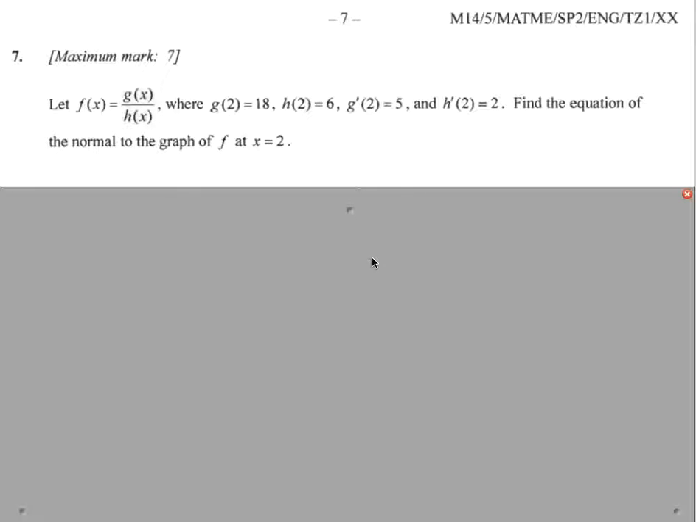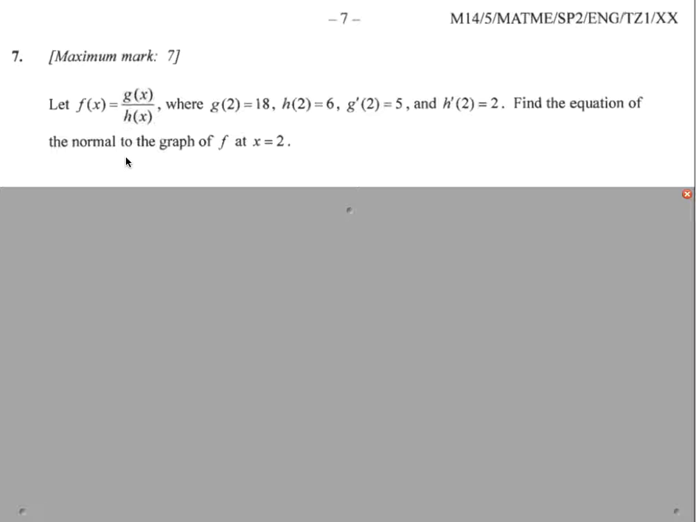This is an SL Paper 2 question from the May 2014 exams, Time Zone 1. We're given a bunch of information here. It's an interesting layout. Let's just have a look. We're given that the function f at x is a quotient, another function g at x divided by h at x, where the value of g at x equals 2 is 18, the value of the function h at 2 is 6, the first derivative of g at 2 is 5, and the first derivative of h at 2 is 2. Find the equation of the normal to the graph of f at x equals 2.